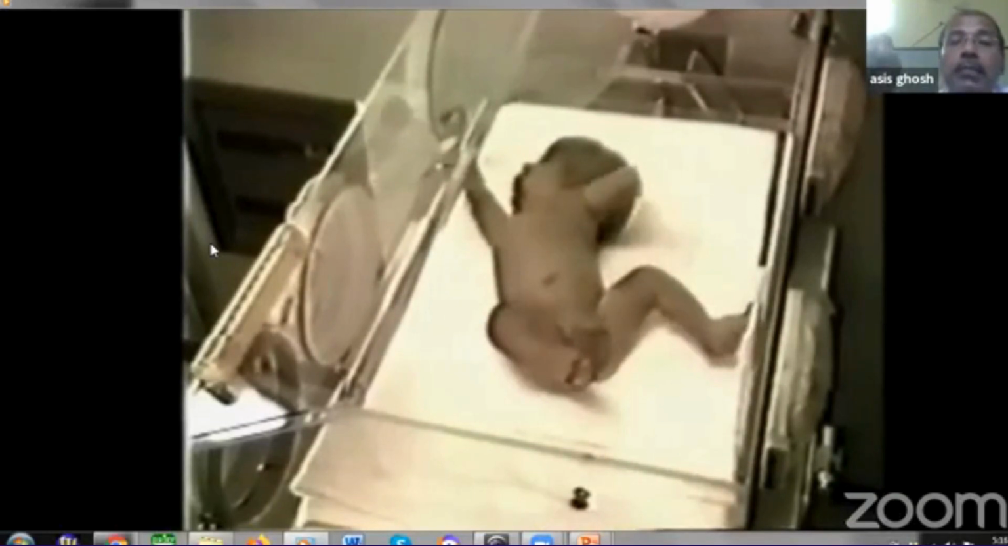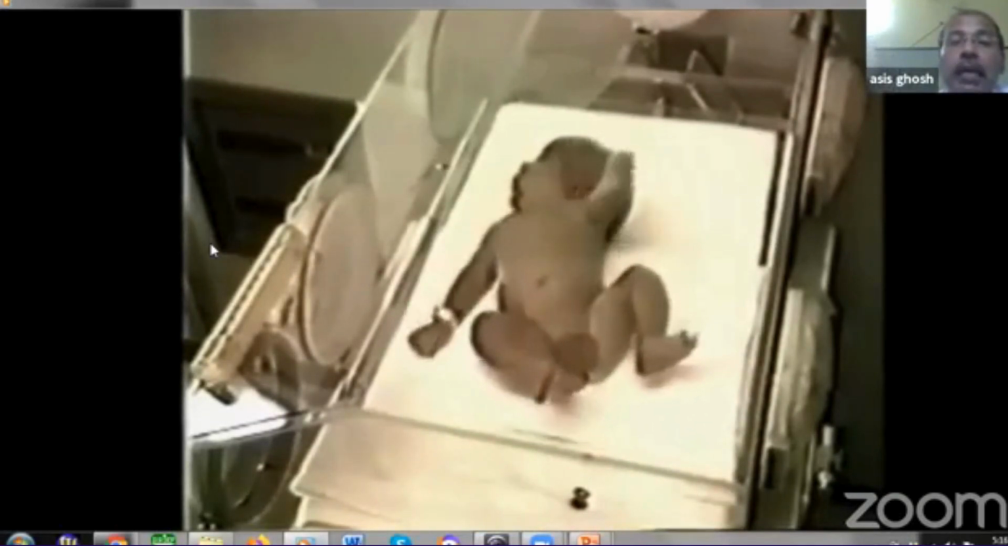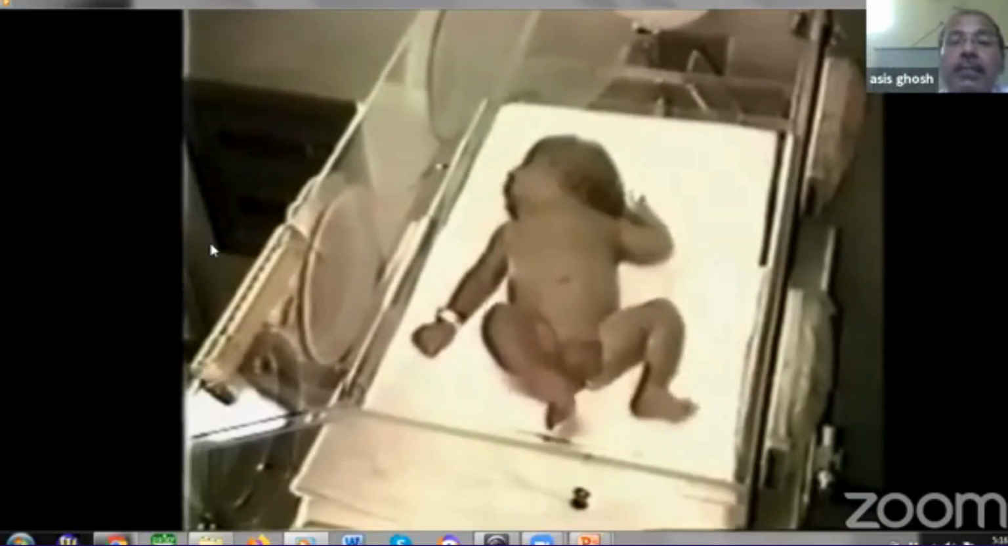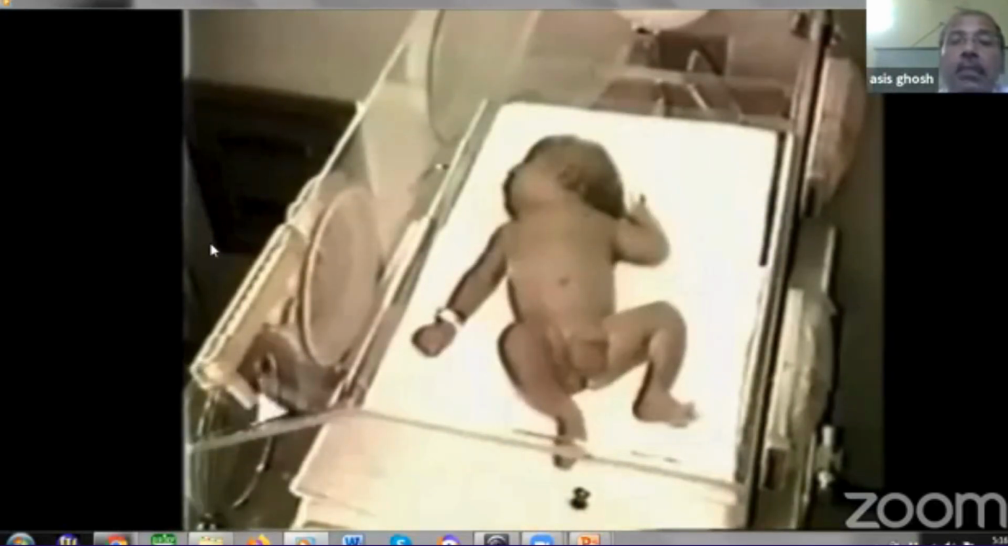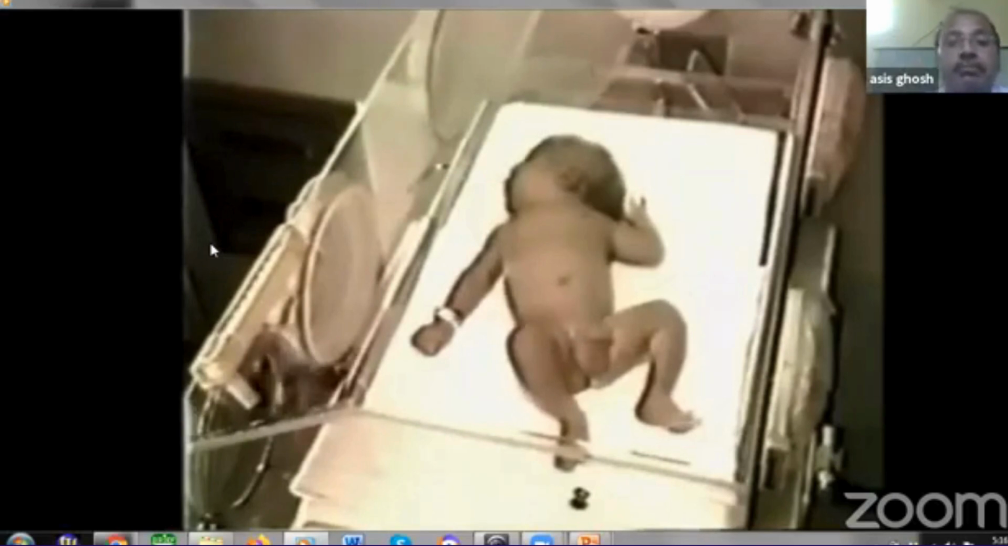The child becomes stiff and then relaxes. Again, the child gets stiff and then relaxes.